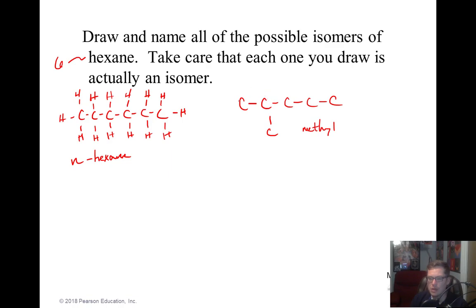If we count from this way, it'd be on a 2. So we have to count from left to right. So this would be 1, 2, 3, 4, 5. All right, so that means this would be 2-methyl.